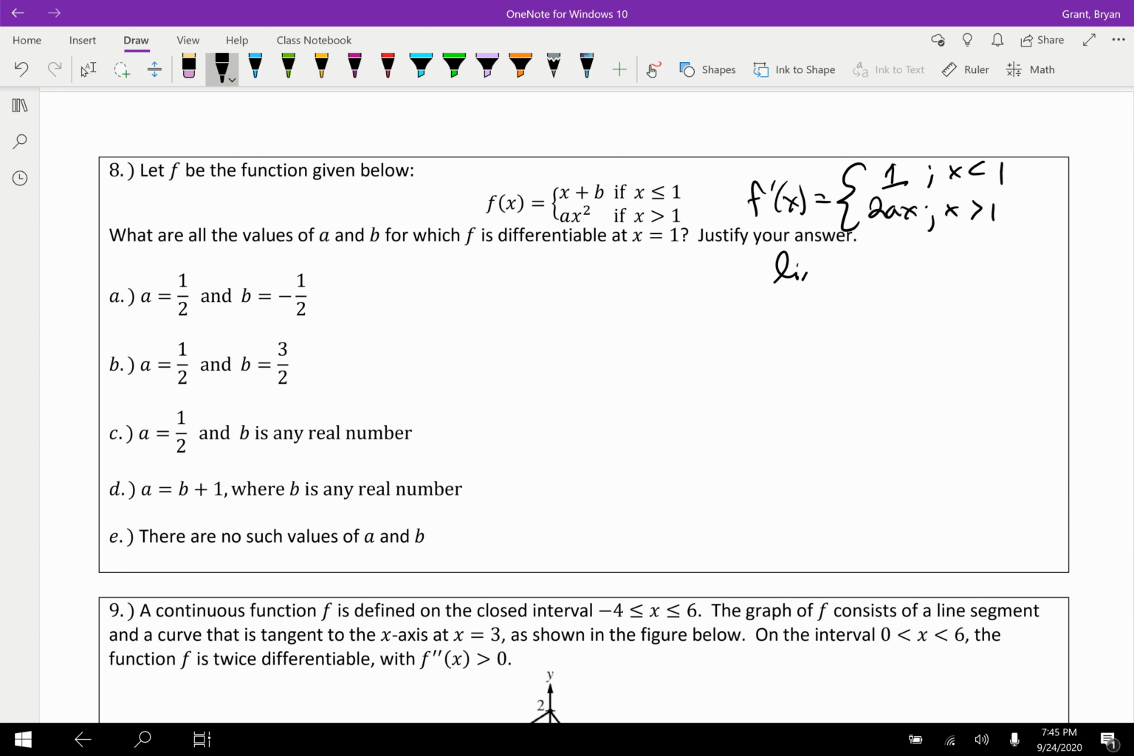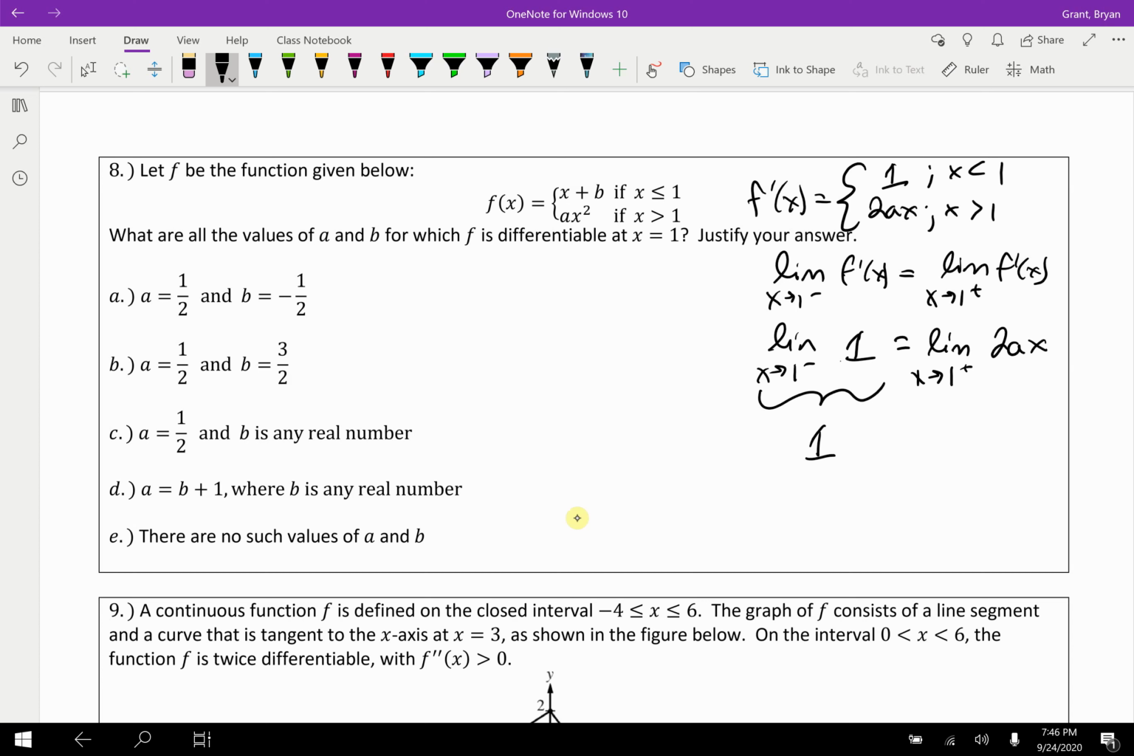Let's look at the limits here. The limit as we approach 1 from the left side of f prime has to be equal to the right side. Okay, nothing too bad. And the function that's in control of the left side is certainly 1. The function that's in control of the right side is the kind of weirder 2ax. This just becomes 1. The right side, we put 1 in for x. 2a times 1 is just 2a. And now we can just solve, right? Divide by 2, we get a is 1/2.